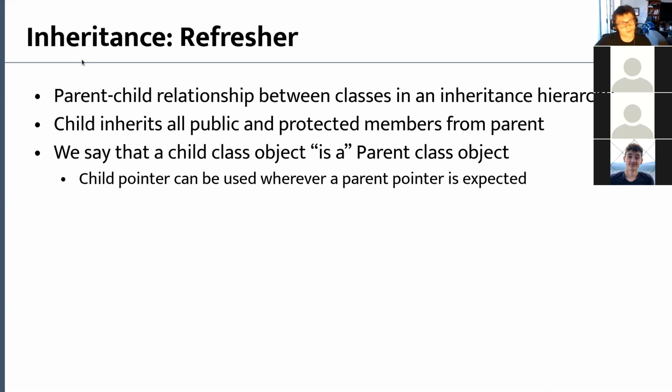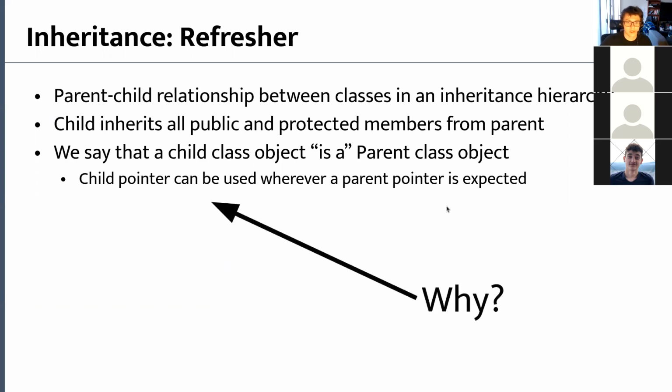We say that in hierarchies for any object-oriented programming language, child class objects are parent class objects. So wherever a parent pointer is expected, we can use a child pointer instead. And this is something that I believe was explained in EX280 as well. But the main question that I want to answer here is, why is this the case? What's the under the hood of how C++ implements object-oriented stuff?